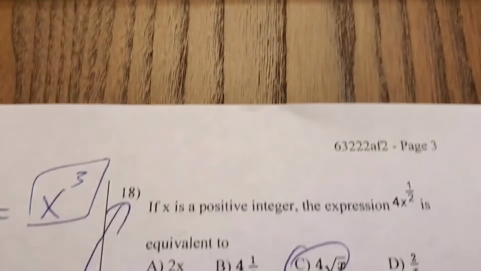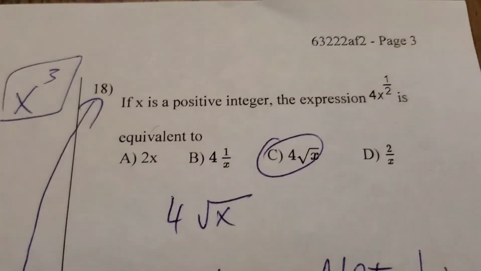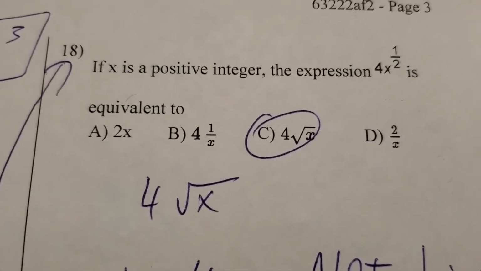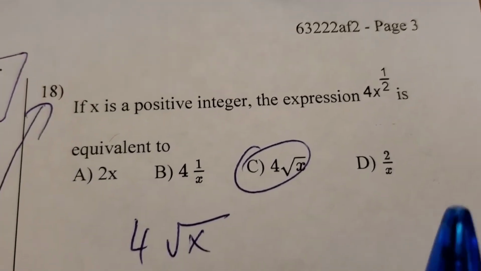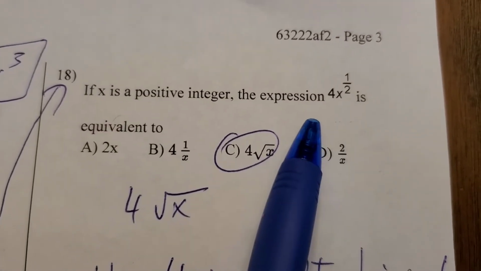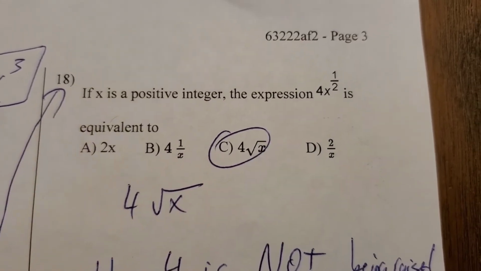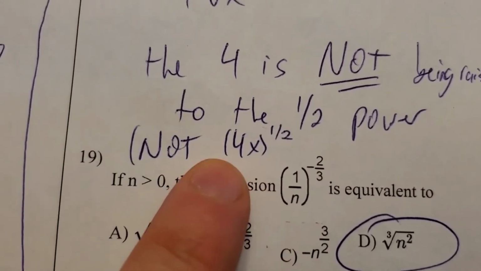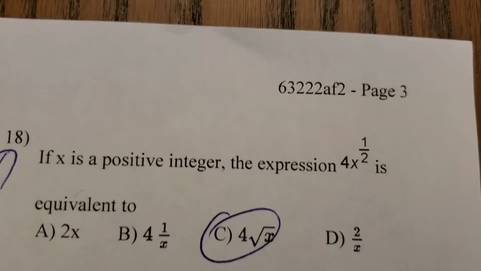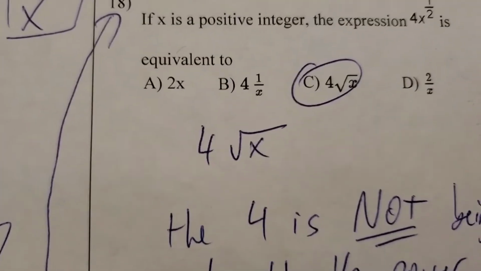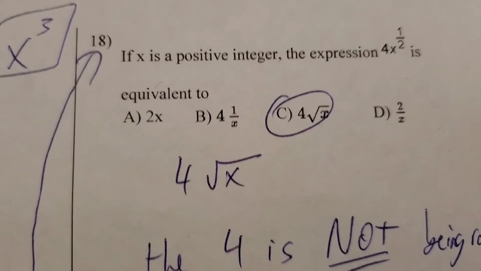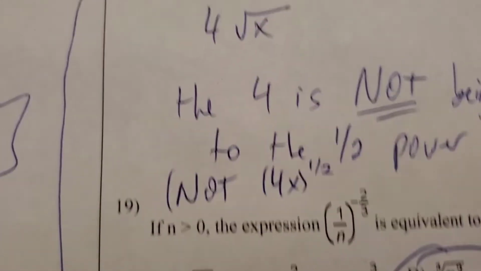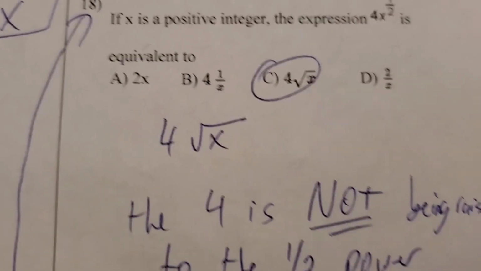All right, number 18, another problem. You got to be very careful with what's being raised to that exponent. Just the x is being raised to that 1/2 power, not the 4. It's not 4x in parentheses to the power of 1/2. The 4 is not being raised, right? It's not written like this. These mean different things, so be careful. So only that x is being raised to that exponent, so that's why the answer is C. If it were written as 4x to the power of 1/2, then it would be 2 radical x.